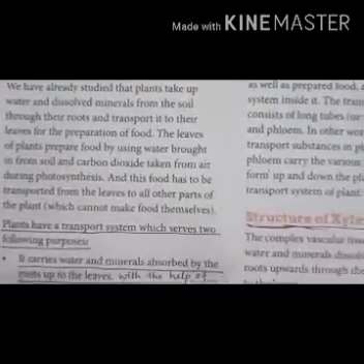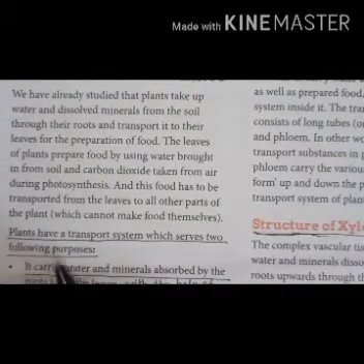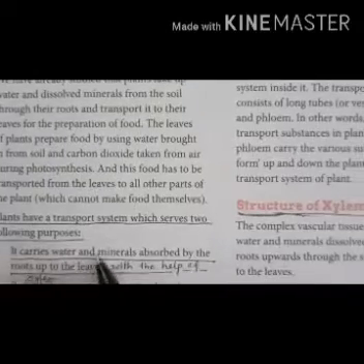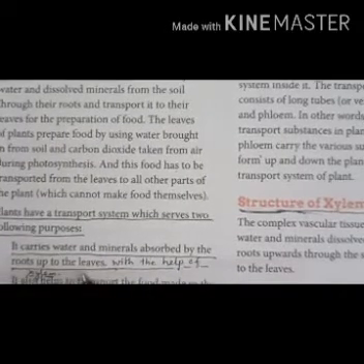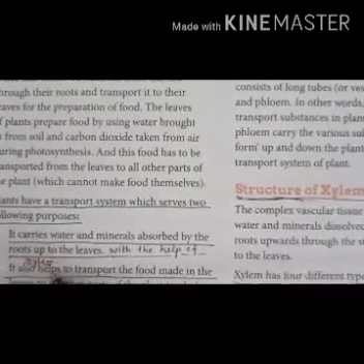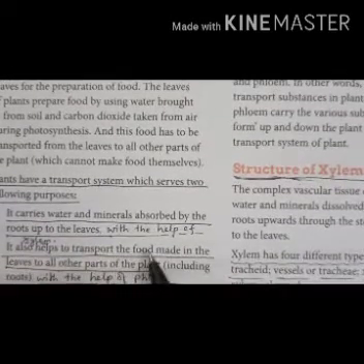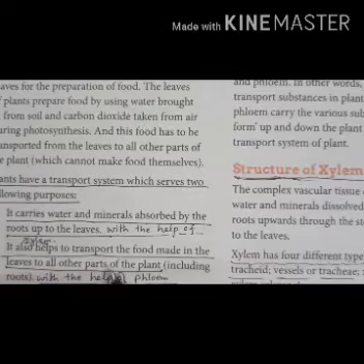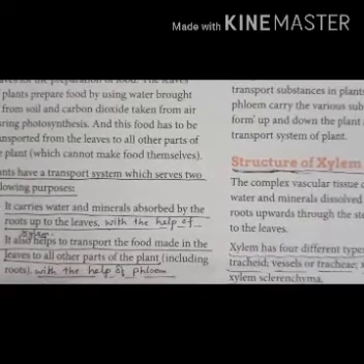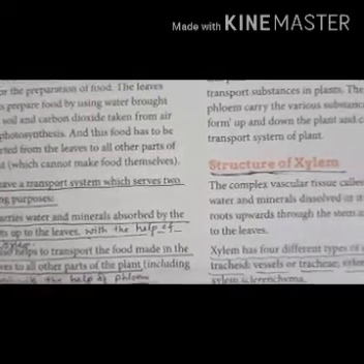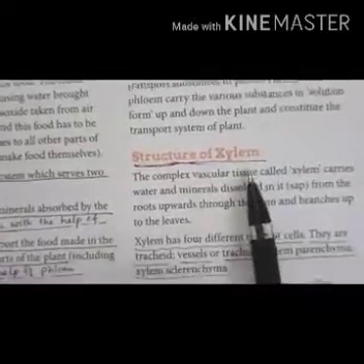Okay, now next is your transportation in plants. Plants have a transport system which serves two following purposes. It carries water and minerals absorbed by the roots to the leaves with the help of xylem. And second, it also helps to transport the food which is made by the leaves to all parts of the plant with the help of phloem. Now let's discuss the structure of xylem.